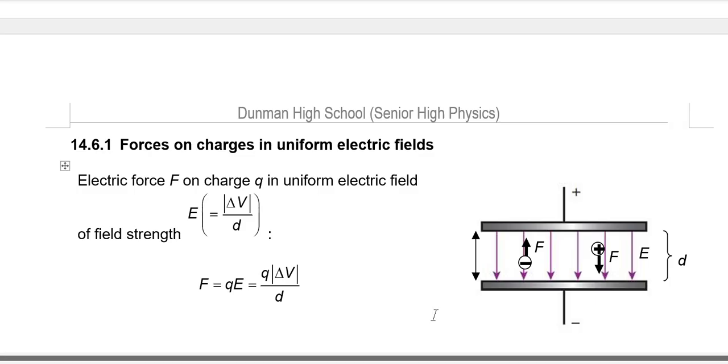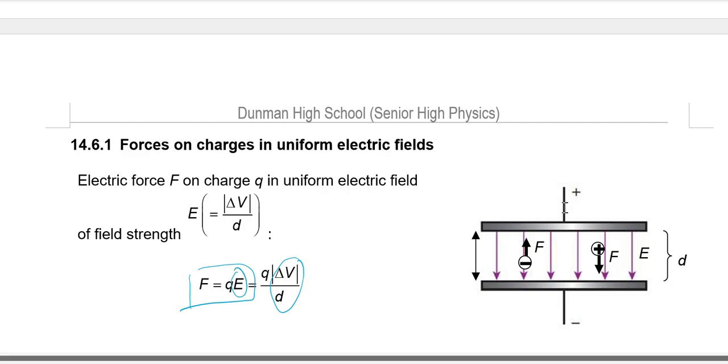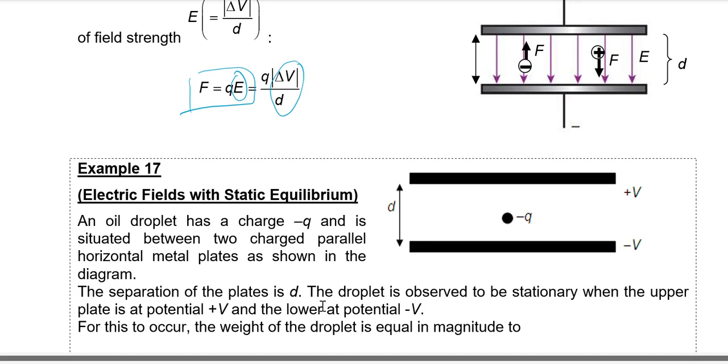Right, so if we have a charge inside here, actually the formula is very simple. If I want the force on this charge, I just take F equals QE. I take the charge multiplied by the field strength because field strength is constant, right? And since E is given by modulus of delta V over d, I can substitute E to be this one. So this is the formula I get here. Right, so you can try this question and oil drop.